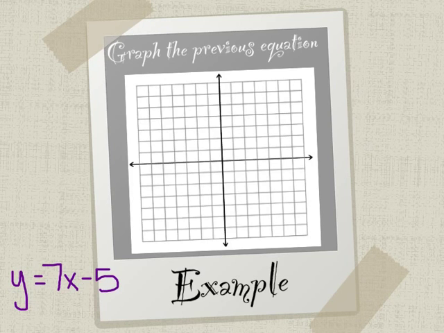We would start at -5 on our y-axis. Remember, our y is our vertical axis. 1, 2, 3, 4, 5. And then our slope is 7, but 7 written as a fraction is 7 over 1. So we will go up 7 and right 1. Up 1, 2, 3, 4, 5, 6, 7, and right 1.